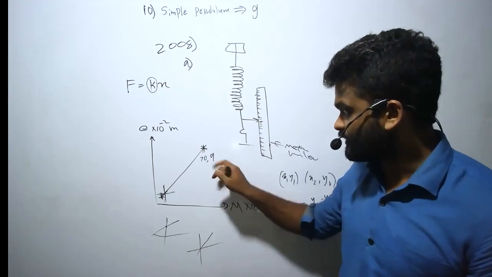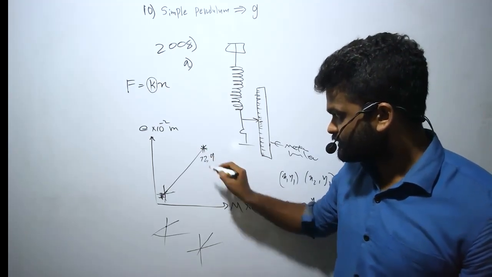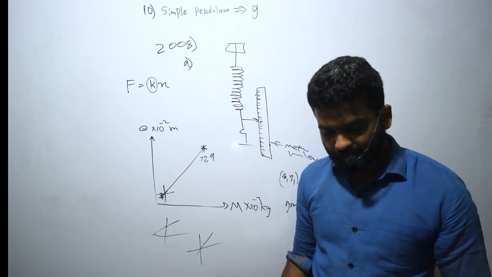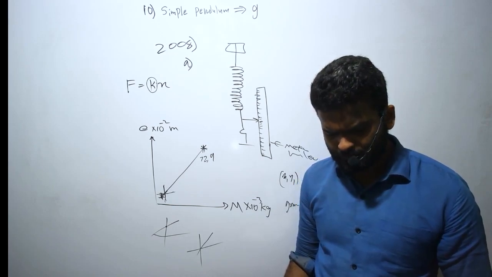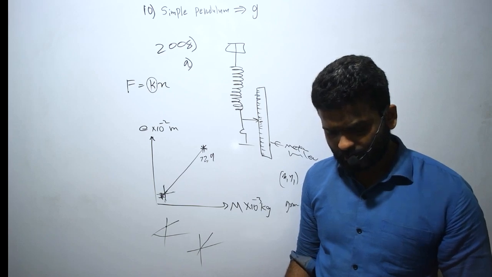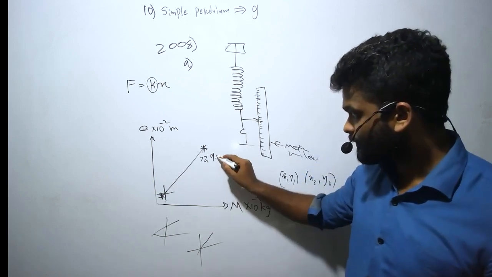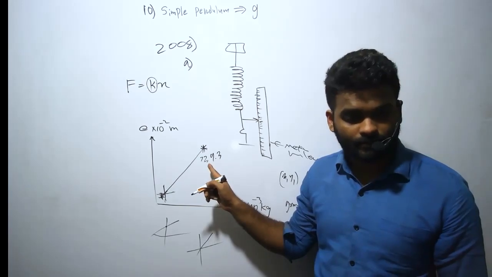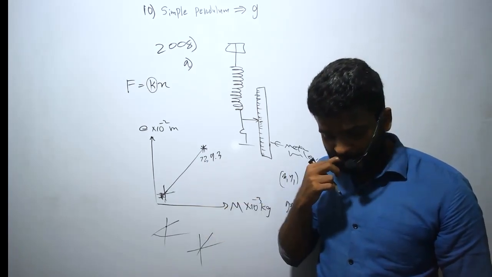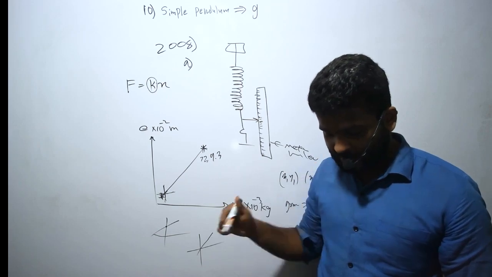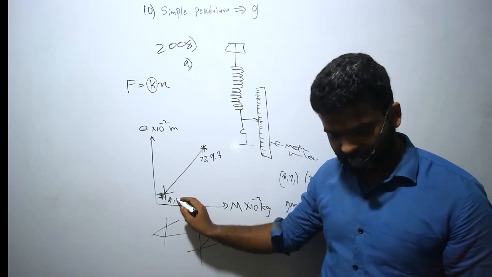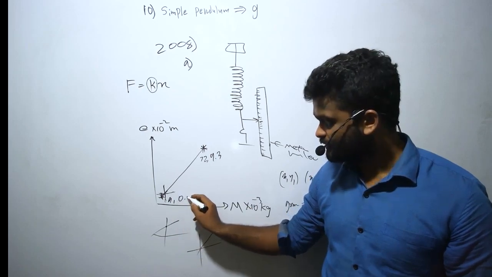Sorry, 72 and 9, right? 72 and 9. Sorry, 72 and 9.3, this coordinate. If you carefully look at 72 and 9.3. Another coordinate is this point. The x coordinate is 9, y coordinate is 0.9.